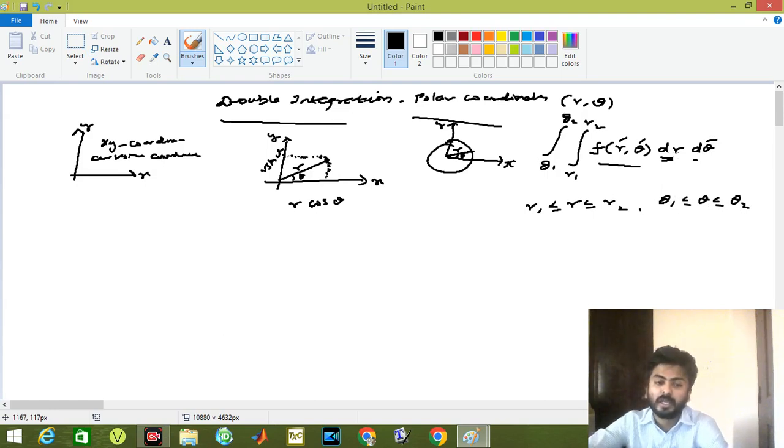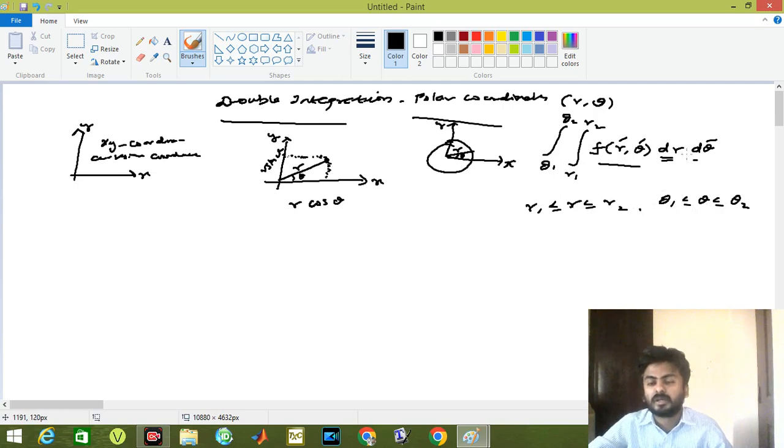What I am telling in words should be written as text in your notebook. Please write everything. In double integration, the function f of r comma theta is going to be integrated with respect to r between the limits r1 to r2 and then with respect to theta between the limits theta 1 to theta 2. So r lies between r1 less than or equal to r less than or equal to r2, and theta lies between theta 1 less than or equal to theta less than or equal to theta 2.